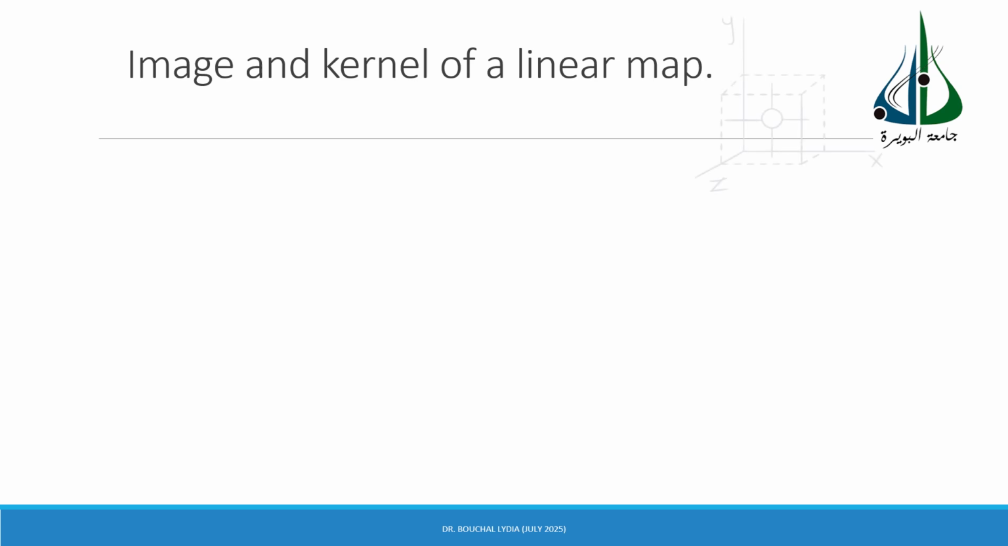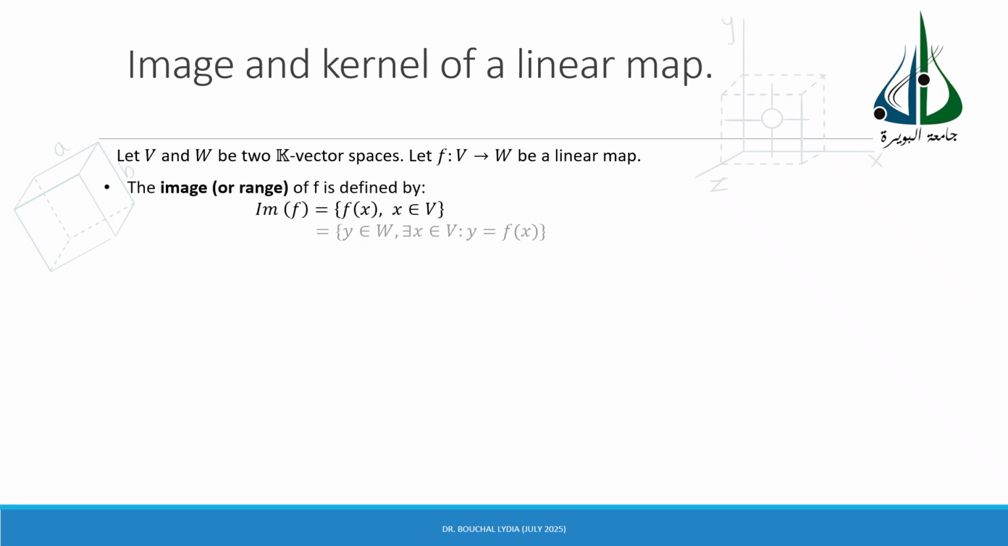Now we present the image and the kernel of a linear map. The image of a linear map, also called the range, is the set of all vectors that you can get by applying the linear map to vectors in the domain. It shows us what outputs are possible under the map. Note that the image of F is a subspace of the codomain W.